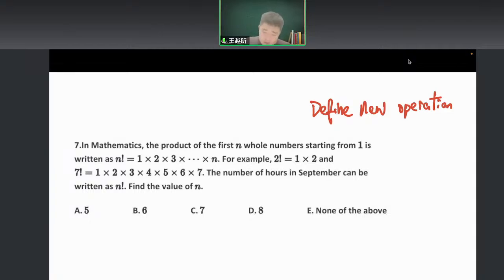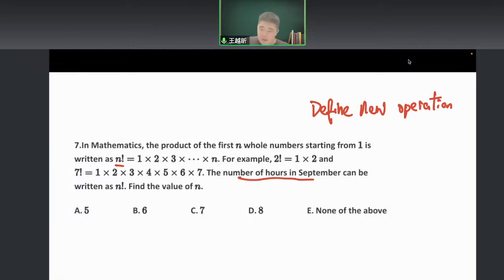We call it a factorial actually. Basically it's you times 1 to the n, the product of integers from 1 to n. So we want to find the number of hours in September that can be written as n factorial. So we want to find the value for n.